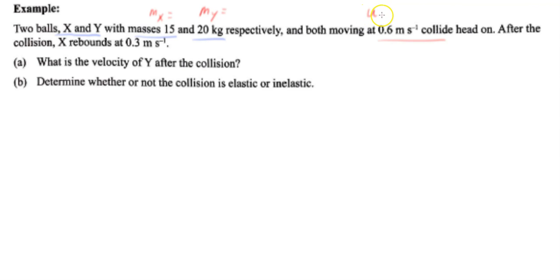So the initial velocity of X we'll say is going towards the right, and the initial velocity of Y we'll say in the opposite direction, coming towards it. So after collision, X rebounds at 0.3 meters per second. So we can say that the velocity of X will be in the opposite direction to its original direction.